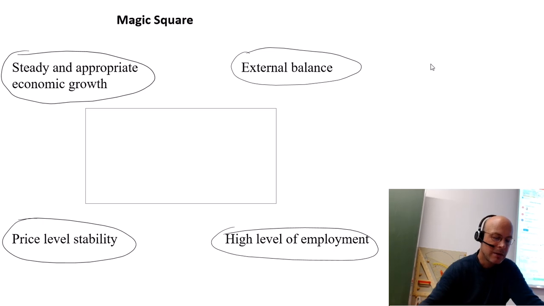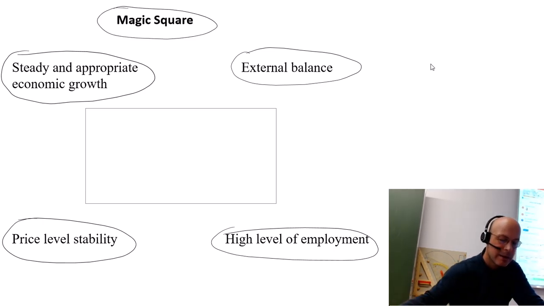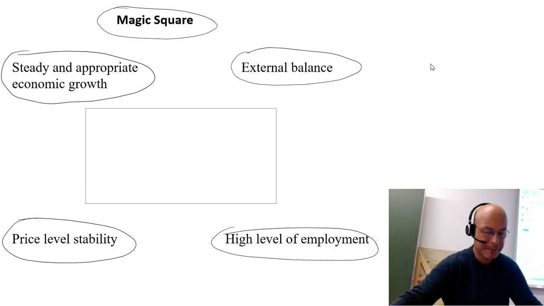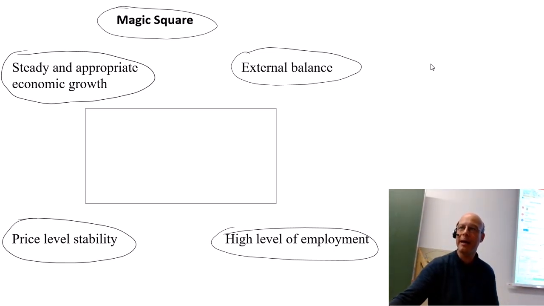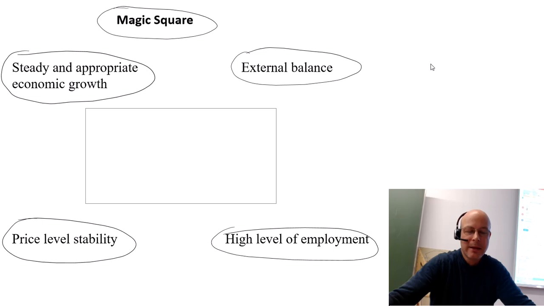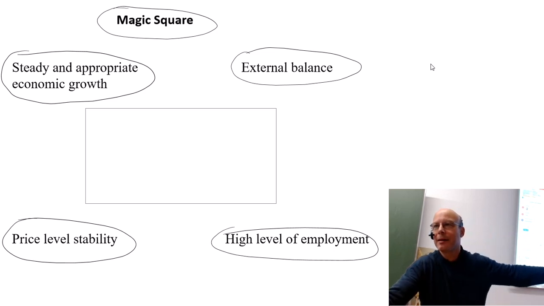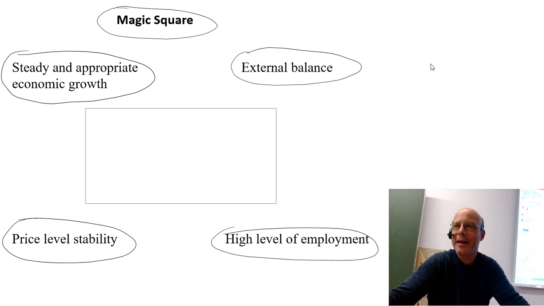And all this together, we define as the so-called magic square, because all these four aims have interdependencies between them, and especially we can say that sometimes to meet one aim means that we could not meet the other aim in the amount we wanted to have. And yeah, then next week we start talking about this magic square.